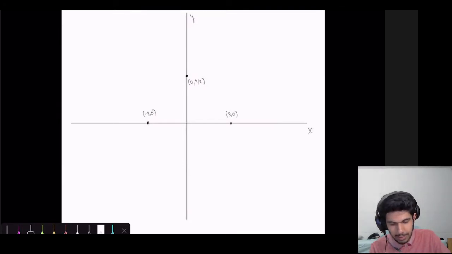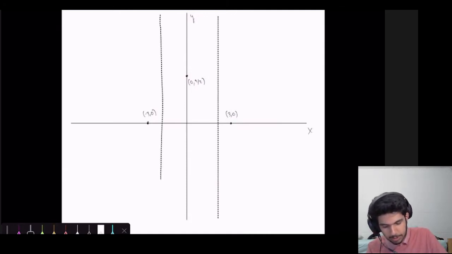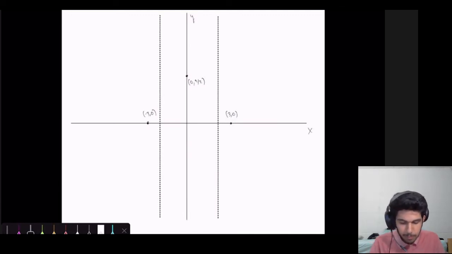So I will represent that as a dotted line, and it should be to the left of this point, because this is at 3 comma 0. We want our asymptote at x equals 2. So something like this. And then we also had a vertical asymptote at x equals negative 2. So something like that should suffice as well.